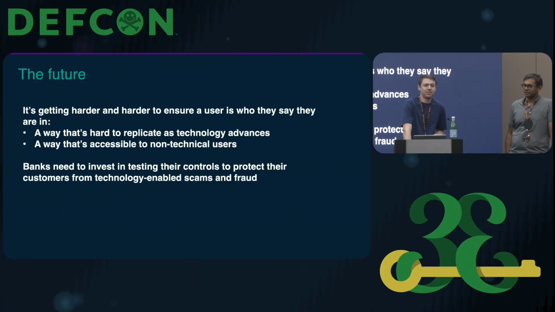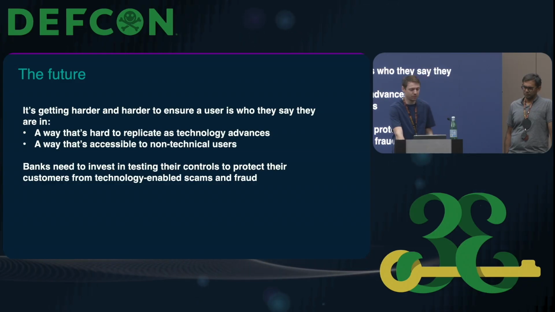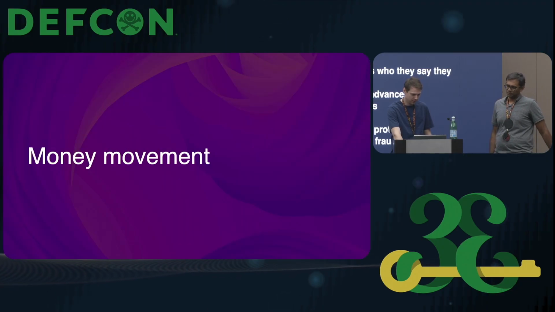Because the best case is that friction means banks lose customers. The worst case is that people get excluded from the banking system. So I think this is a really key area that everyone needs to start paying attention to. And now we're going to move on to payments.